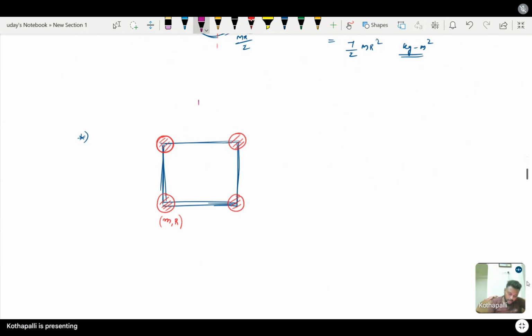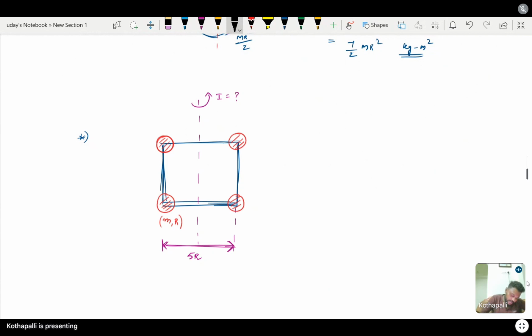First question. About the axis like this. Okay. And the center to center distance is 5r. Center to center distance is how much? 5r. All the cases. This is question number 1. Moment of inertia about this axis is how much?